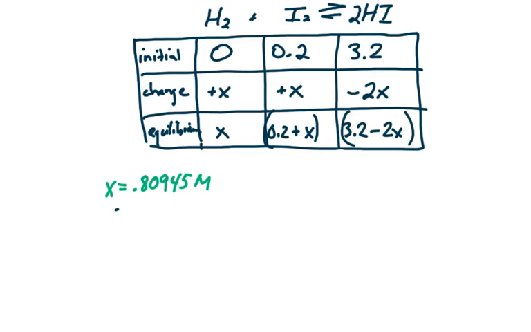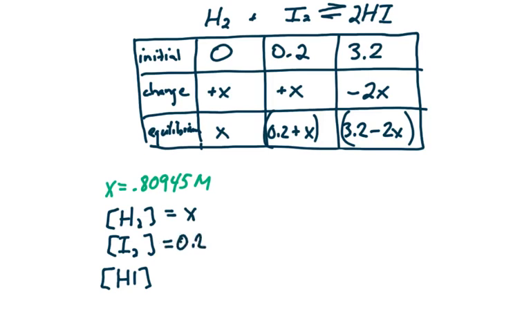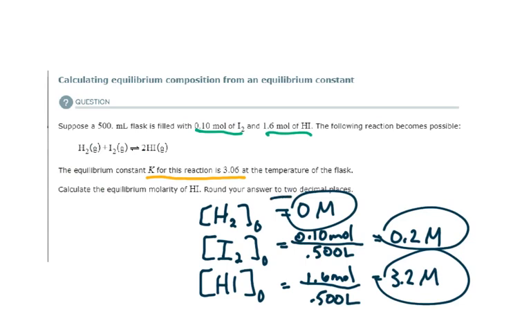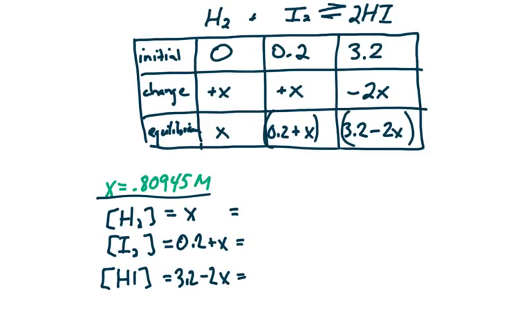Okay, so let's take x and plug it into our expressions for the equilibrium concentration and get those answers. So what is the equilibrium concentration of H2? What is the equilibrium concentration of I2? What is the equilibrium concentration of HI? Well, we know what it's equal to. Equilibrium concentration of H2 is equal to x. This one's equal to 0.2 plus x. This one's equal to 3.2 minus 2x. Let's substitute what we know x to be. So the equilibrium concentration of H2 must be, and how many significant digits do they want? 2 decimal places.